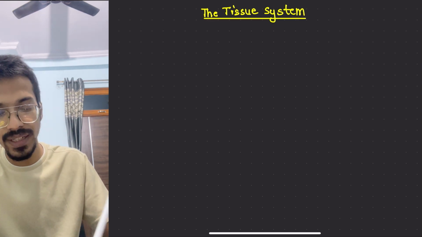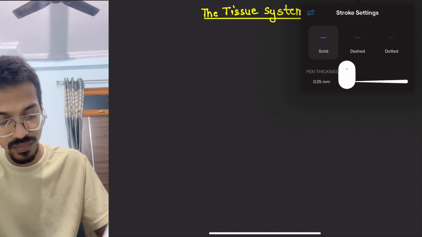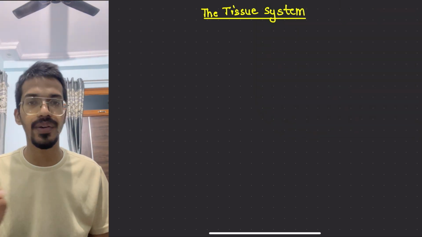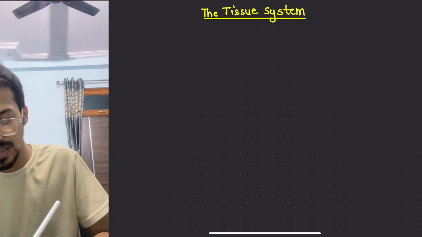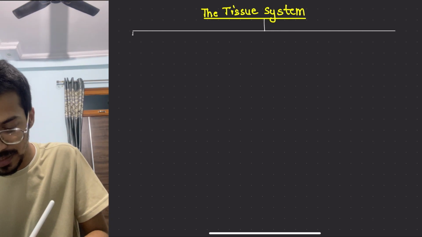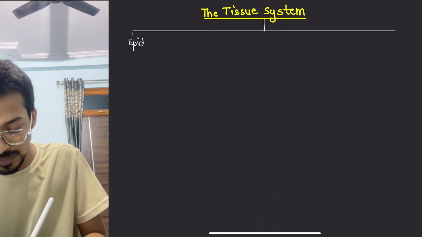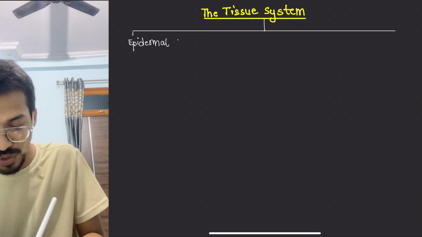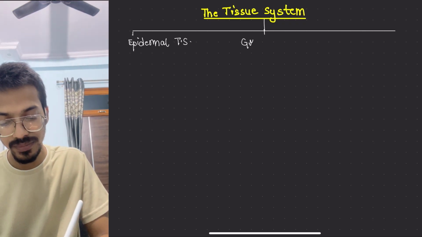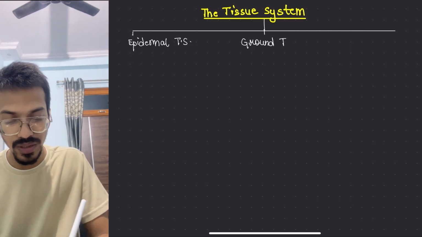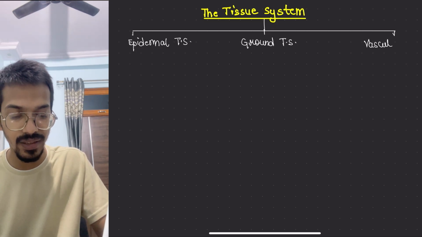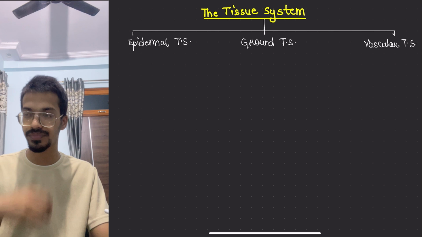Now in this topic, there are a total of 3 tissue systems present in the plant body. What are the 3 tissue systems? Number 1, the epidermal tissue system. Then we have the ground tissue system, and we have the vascular bundles or vascular tissue system.